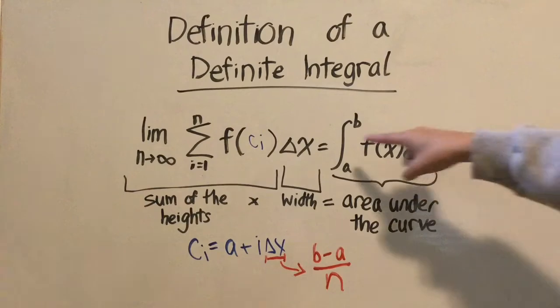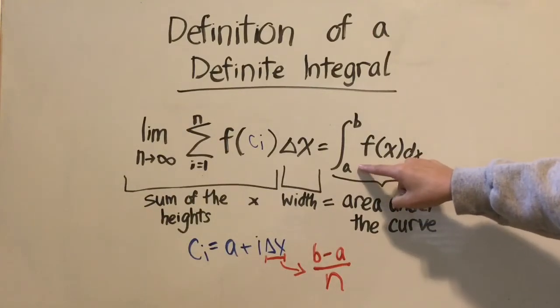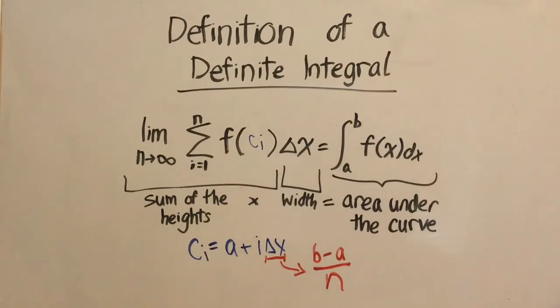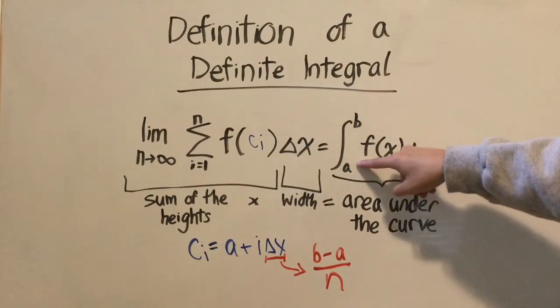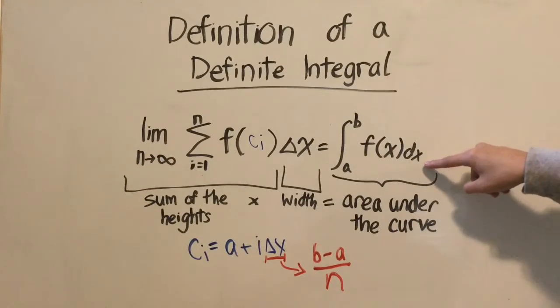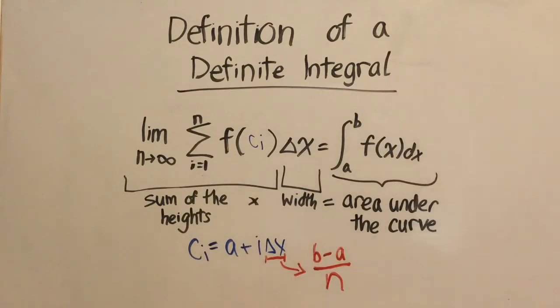So that would have the integral sign, which means the area bounded by two values, a and b. So a is the lower bound, which is why it's on the bottom, and b is the upper bound, which is why it's on the top. And then you would have your original function right here, which is f of x, and then you would have dx, which is also equal to delta x. So you would have your original function times the width, which gives you the definite integral.